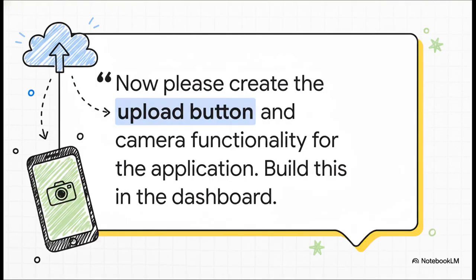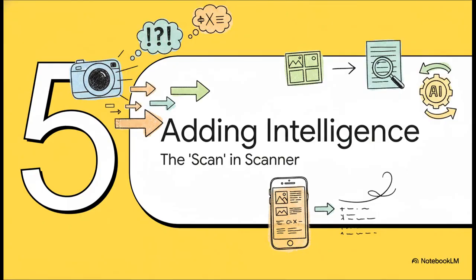An app has to actually do something, right? So our next step is to give it some buttons so it can do things. We ask it to create the upload button and the camera function so a user can actually get a document into the app. Okay, so right now our app can take a picture, but that's about it. It's basically a fancy photo album. It doesn't actually understand what's in the picture. Now it's time to add the real brains of the operation. It's time to add the scan to our scanner.